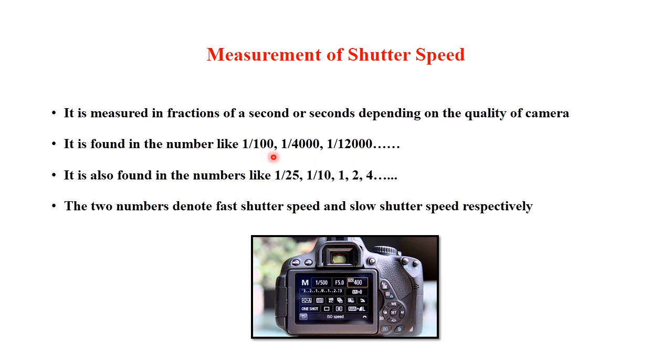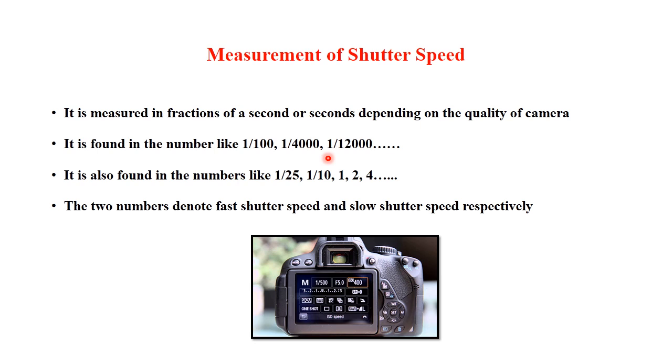So we can see that over here the numbers are increasing: 100, 4,000, 12,000. Remember, let me repeat it: when you divide 1 second into 100 parts, the shutter will remain open for one piece of the 100. Similarly, if you divide 1 second into 4,000 pieces, or into 12,000 parts, the shutter will open only for one part of the 12,000 parts, right? So it will be open for only and only one part.